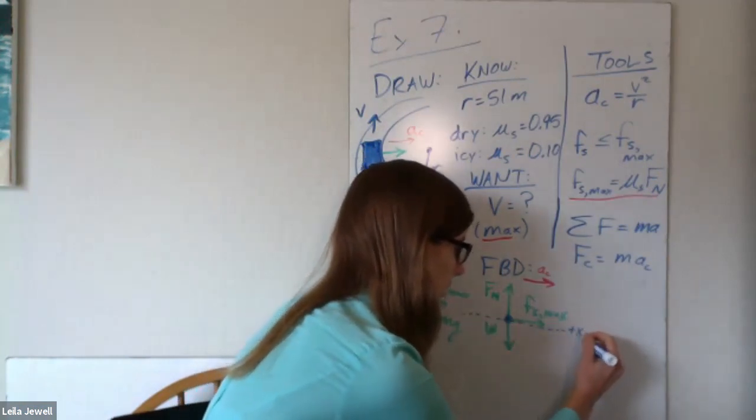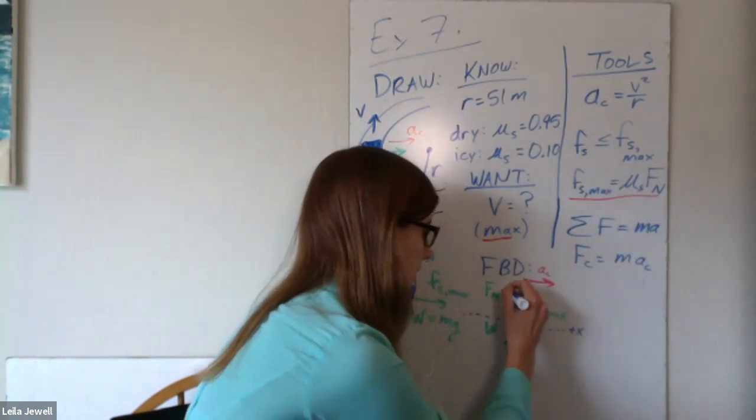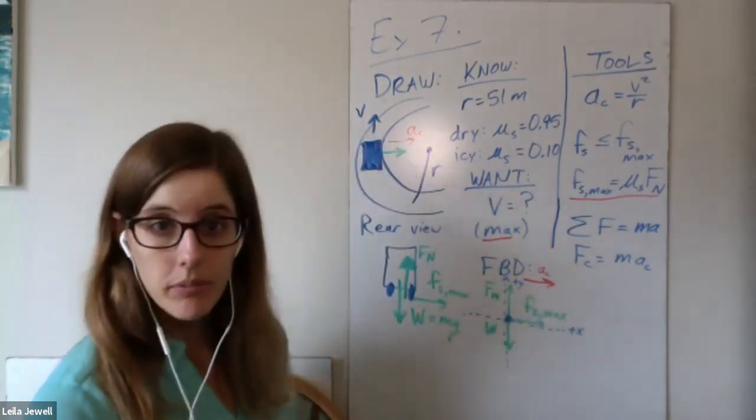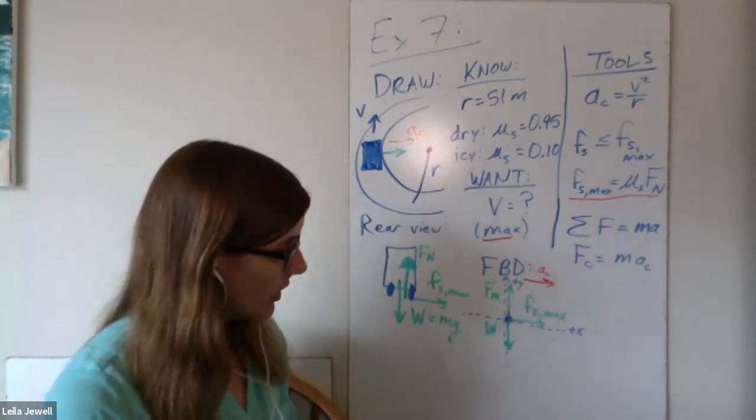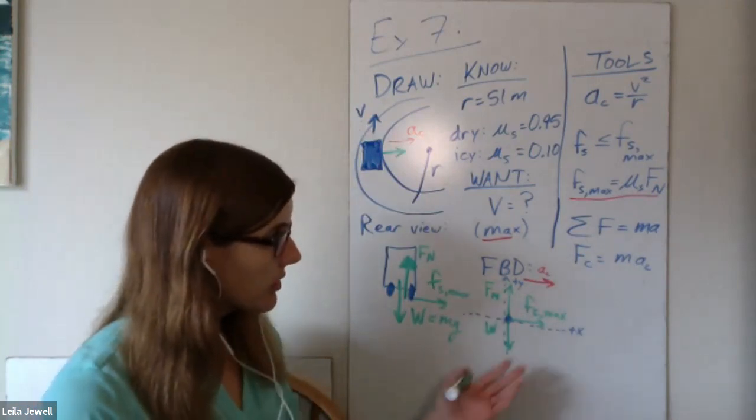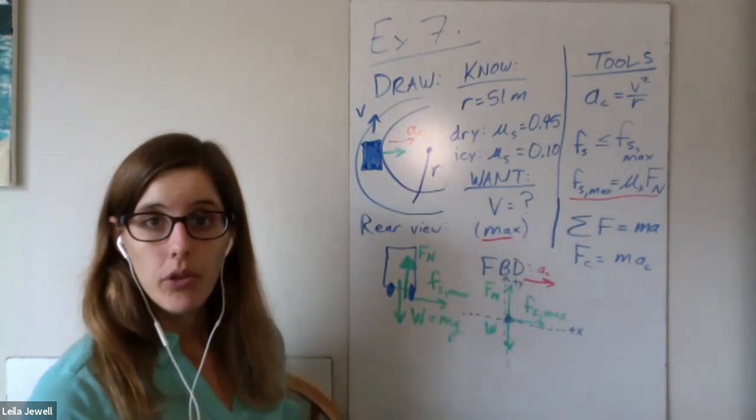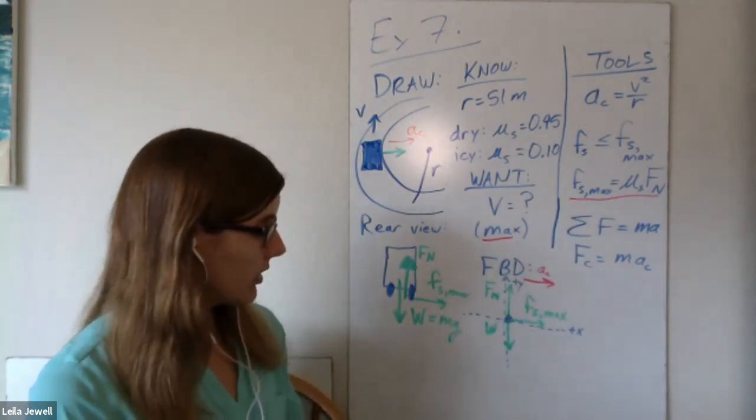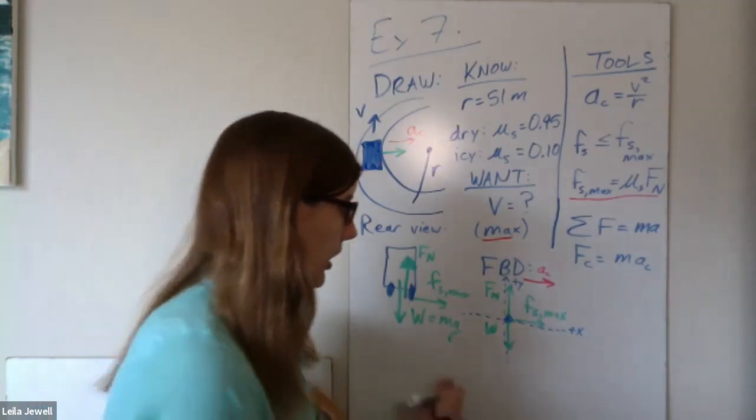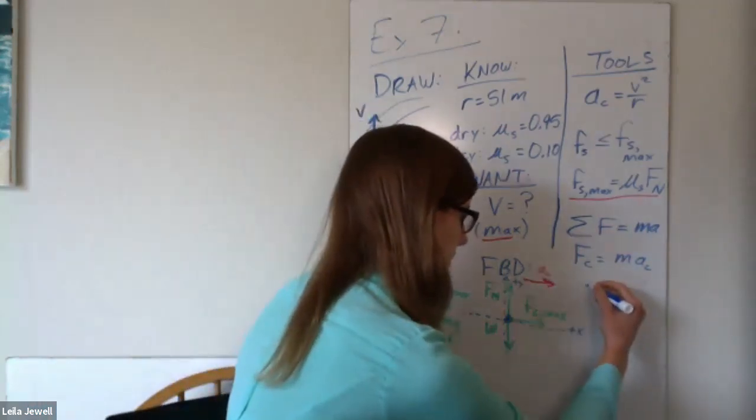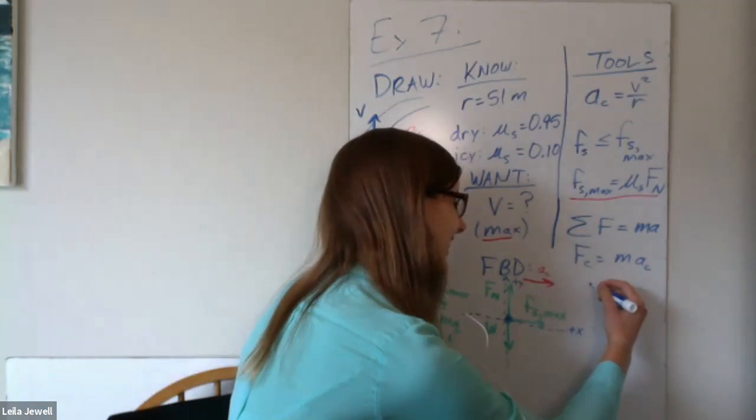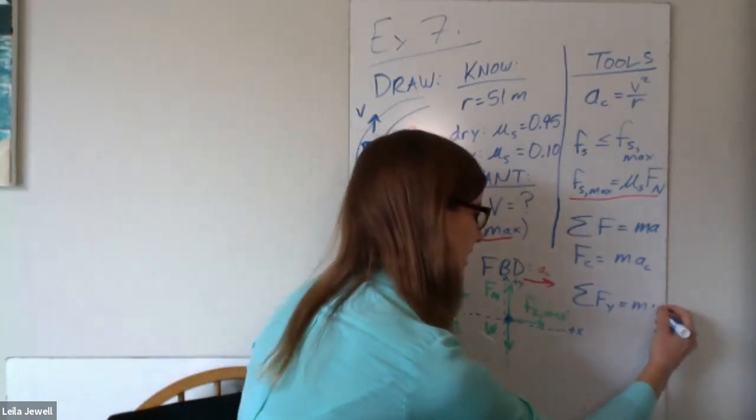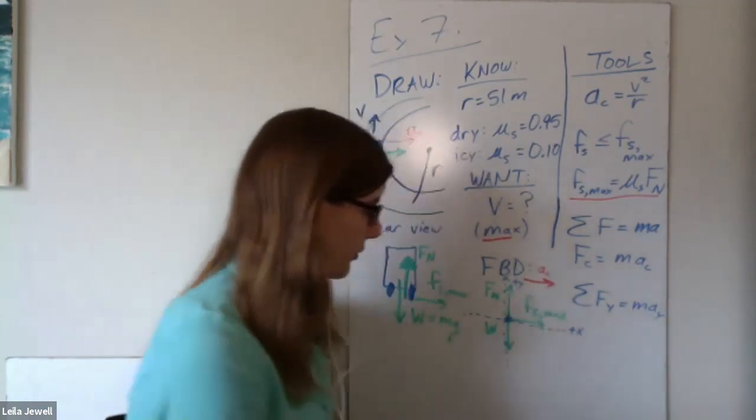So plus x to the right, plus y going up. It's a little bit small, but all right. So now we can use Newton's second law in both the y and the x direction. So if we start with the y direction, because why not? Then we can have the sum of the forces in the y direction is equal to the mass times whatever acceleration we have in the y direction.